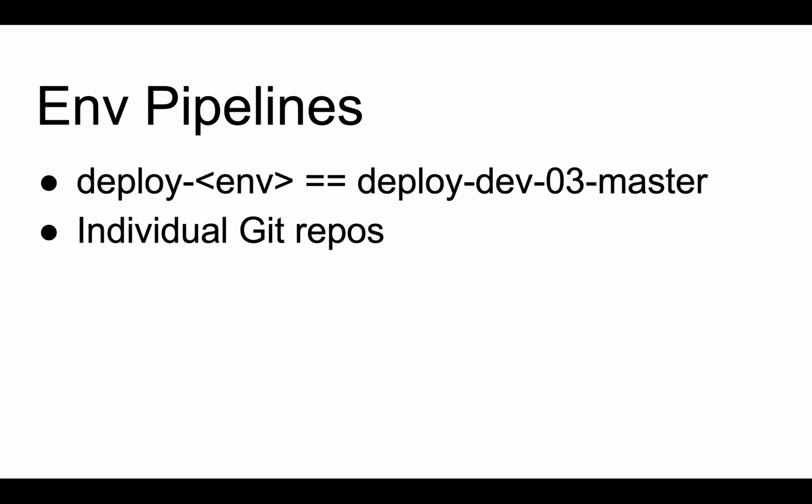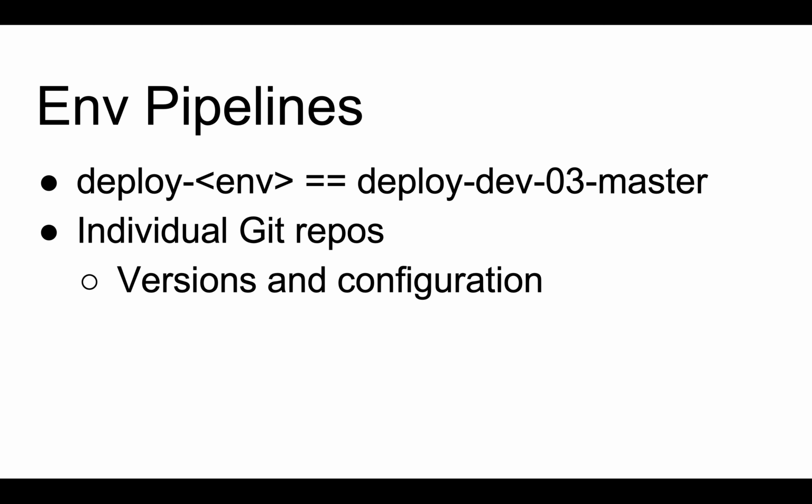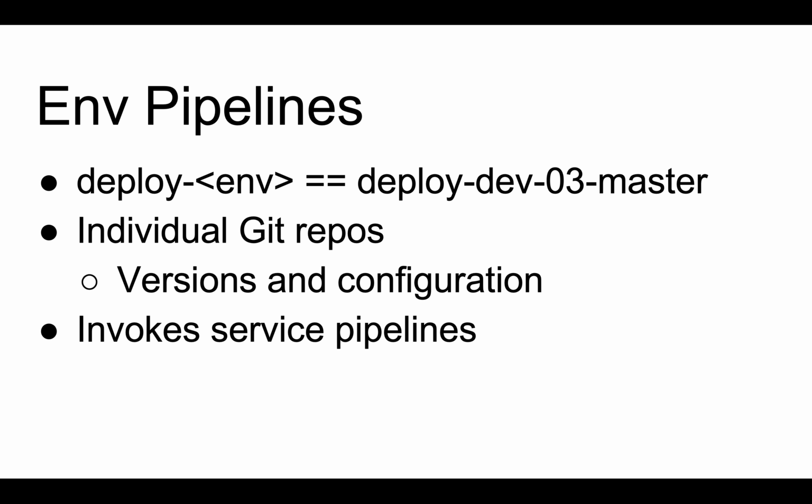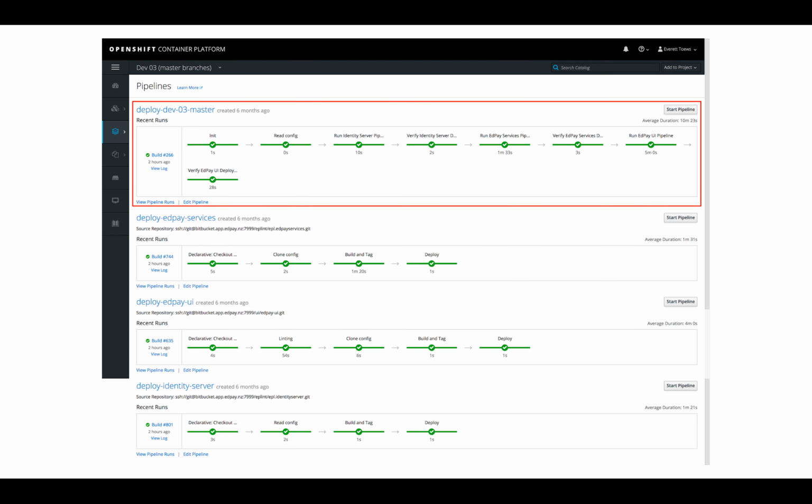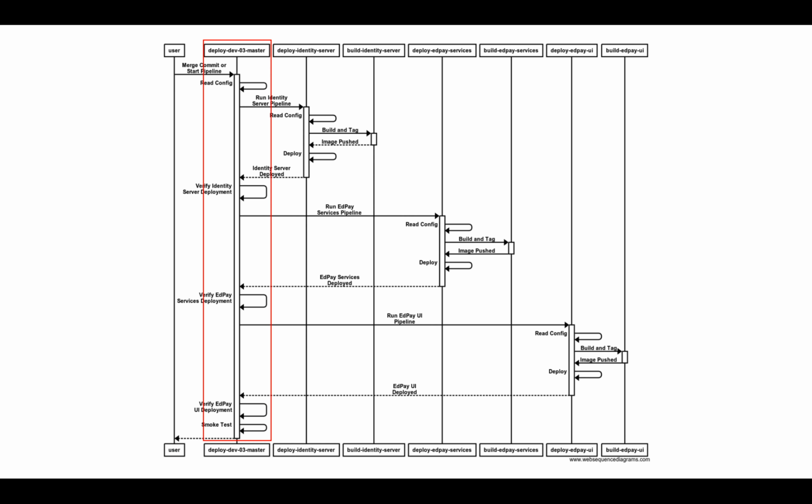And these are made up of all the individual Git repos we saw earlier. And it just contains that service.properties and version.properties. That's our configuration and versions. And this pipeline actually invokes the service pipelines as sub pipelines. And after it's run those service pipelines and they've done their deployments, it goes ahead and verifies the deployments. So this is the pipeline that runs the other pipelines effectively and checks up on them. And it's represented here over on the left in terms of the sequence.